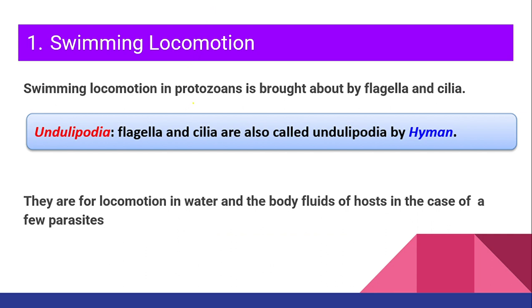When we talk about the swimming locomotion, we'll be considering this in the protozoa. The whole chapter is about locomotion in protozoa, so we have taken an example of protozoa. Swimming locomotion is brought about by both flagella and cilia. According to Hyman, both flagella and cilia are called undulipodia. So whenever I use this word undulipodia, you're supposed to remember that it is another name for flagella and cilia. They are for the locomotion in water and body fluid.